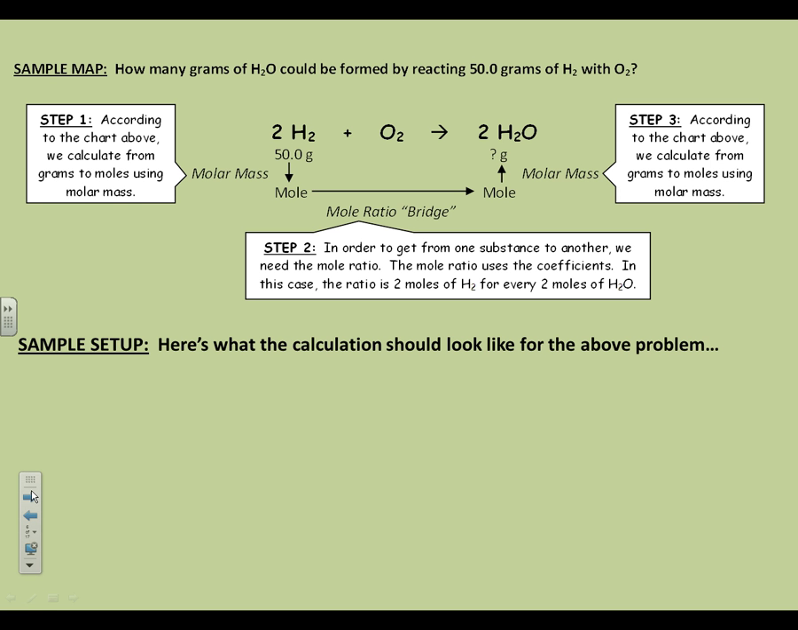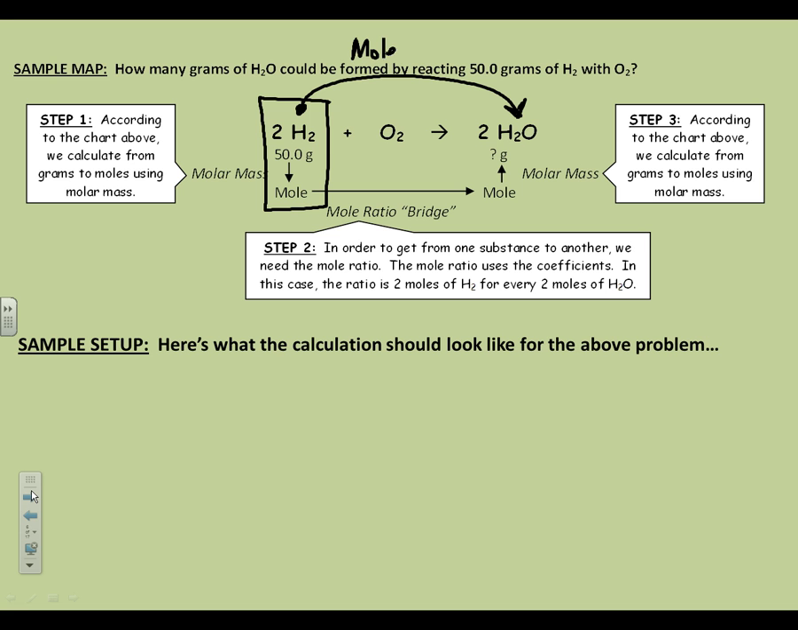So here's kind of a step-by-step process. If the question is how many grams of water could be formed by reacting 50 grams of hydrogen with oxygen, the first step, remember, we know that we're starting with 50 grams of hydrogen. So we calculate from grams to moles using the molar mass. So if I want to go from this substance here to this substance here, the only way to get there is what? The mole ratio bridge. The mole ratio bridge, that's right.